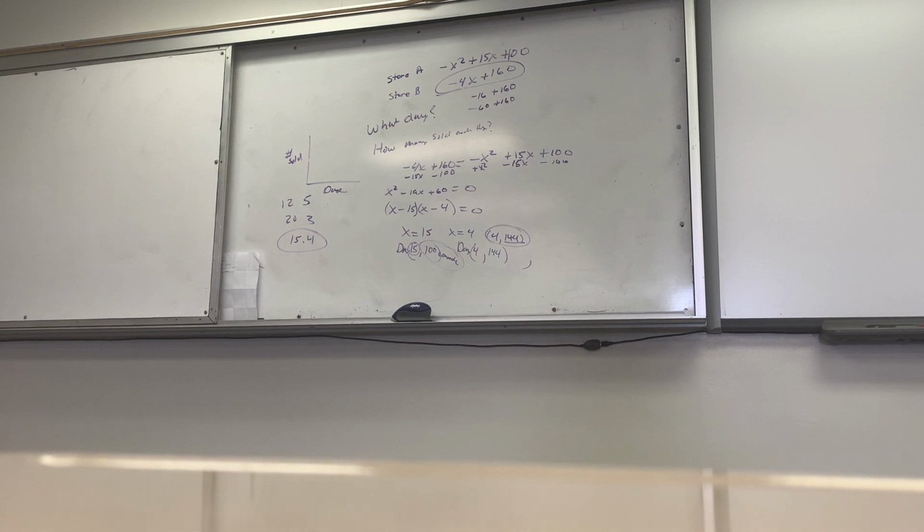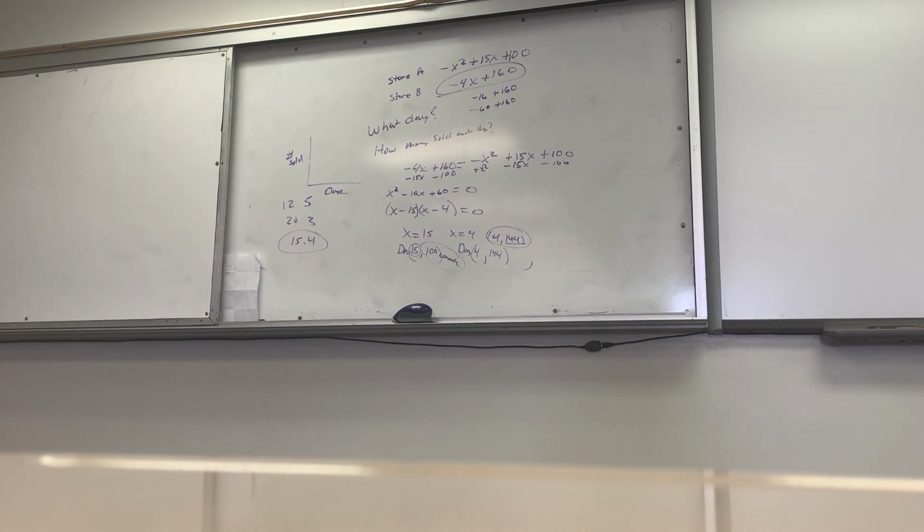Hit calculate, intersection on the right, go near the intersection on the right, all the way around. I'm just hitting my over arrow. Hit your over arrow until you're near the intersection. Hit enter. That's using those 2 lines. Tell me what that intersection is. And it's 15 and 100, which is what I got.